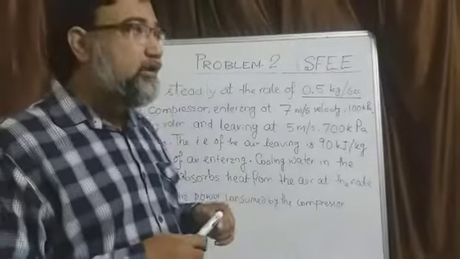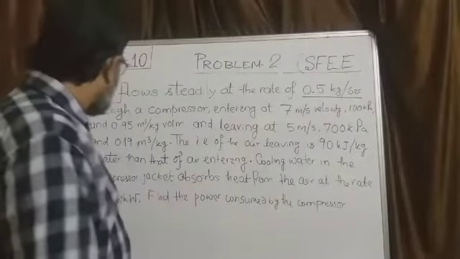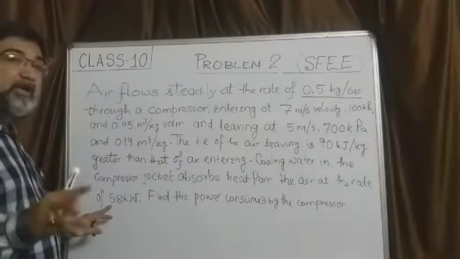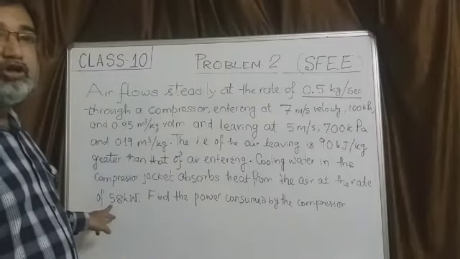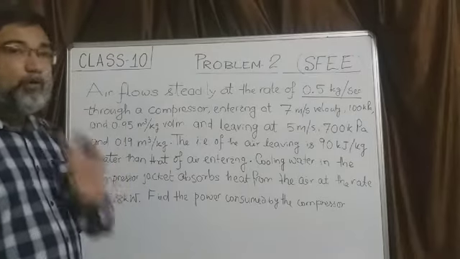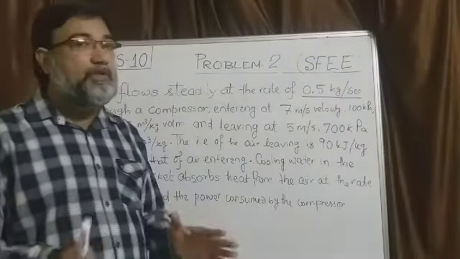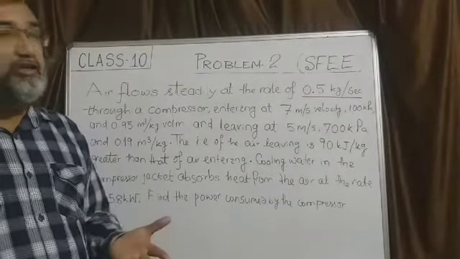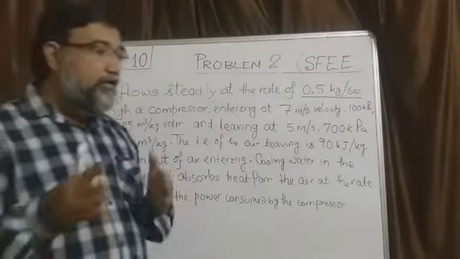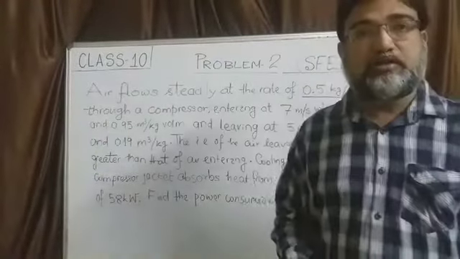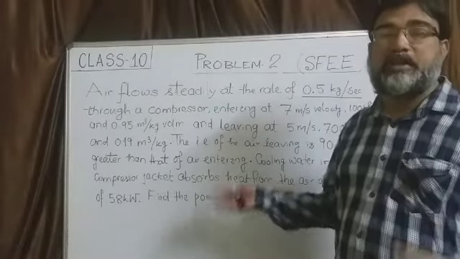So the heat that is rejected out of the compressor to the cooling water is how much? 58 kilowatt. That means every second 58 kilojoules of heat is removed from the compressor to the cooling water. It is heat removed, not heat added. For the cooling water it is heat added, but for the compressor, which is the system for us, it is heat rejected. So we are given this much information about the entry condition, the exit condition, and also the heat transfer that is taking place.